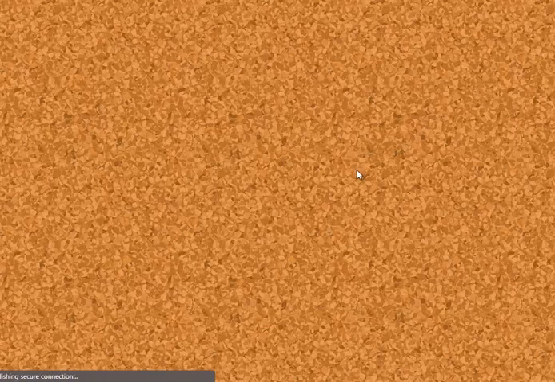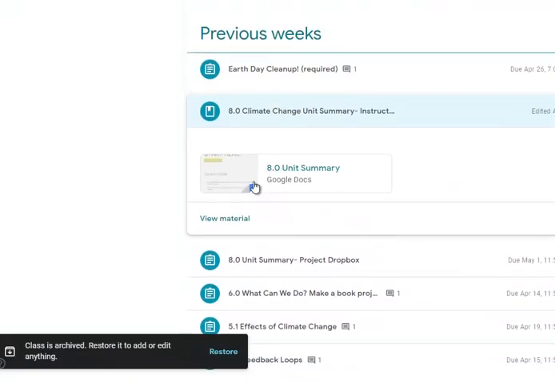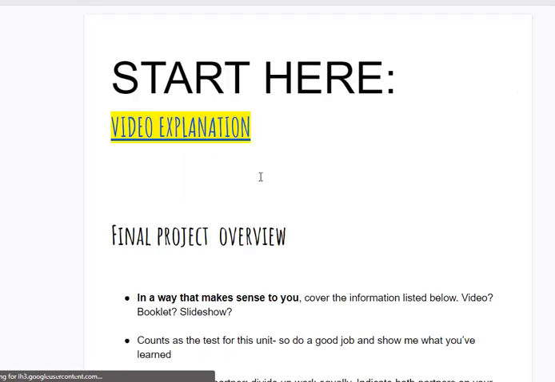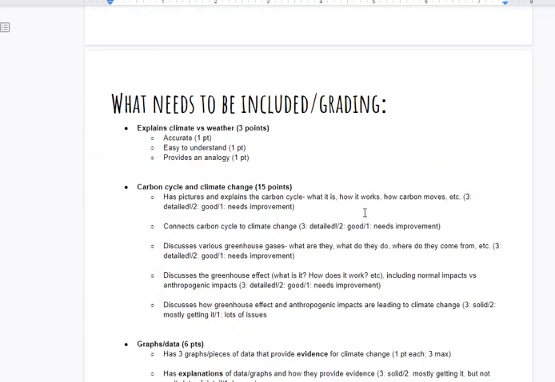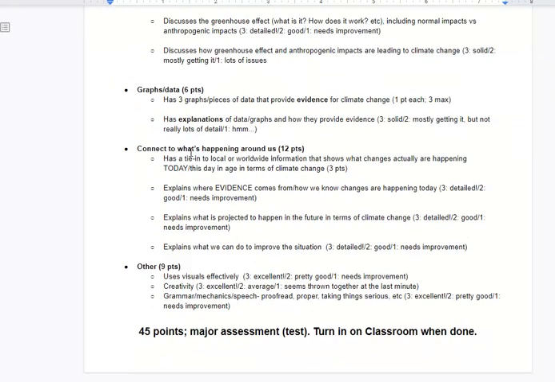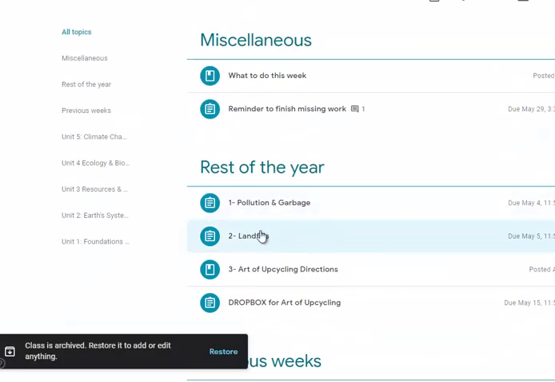So I had my kids do Earth Day cleanup, and they had to just post a picture of themselves and what they cleaned up. And that was their assignment, and as long as they had that, they got their points. I had them do a summary project where they had to make a slideshow. If you want kids to do things right, make videos to explain it. Don't expect them to read what you have and understand it, because they probably won't. Like if I was reading this, my eyes would glaze over. So make videos, pretty simple, in order to help kids with that.